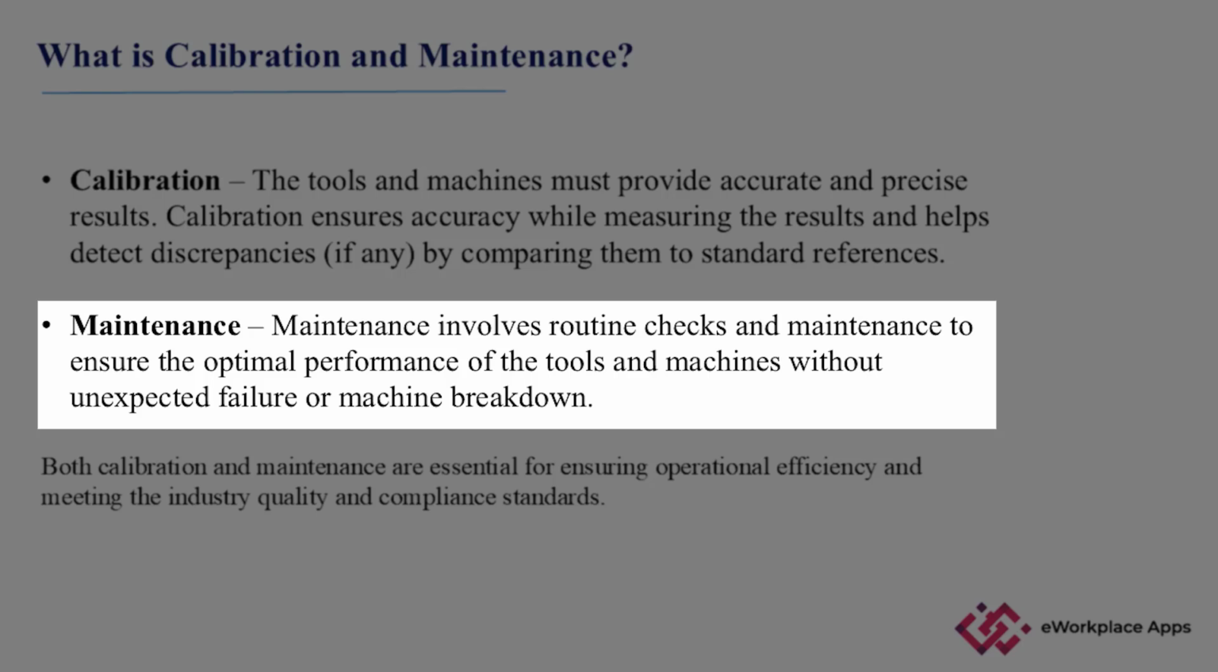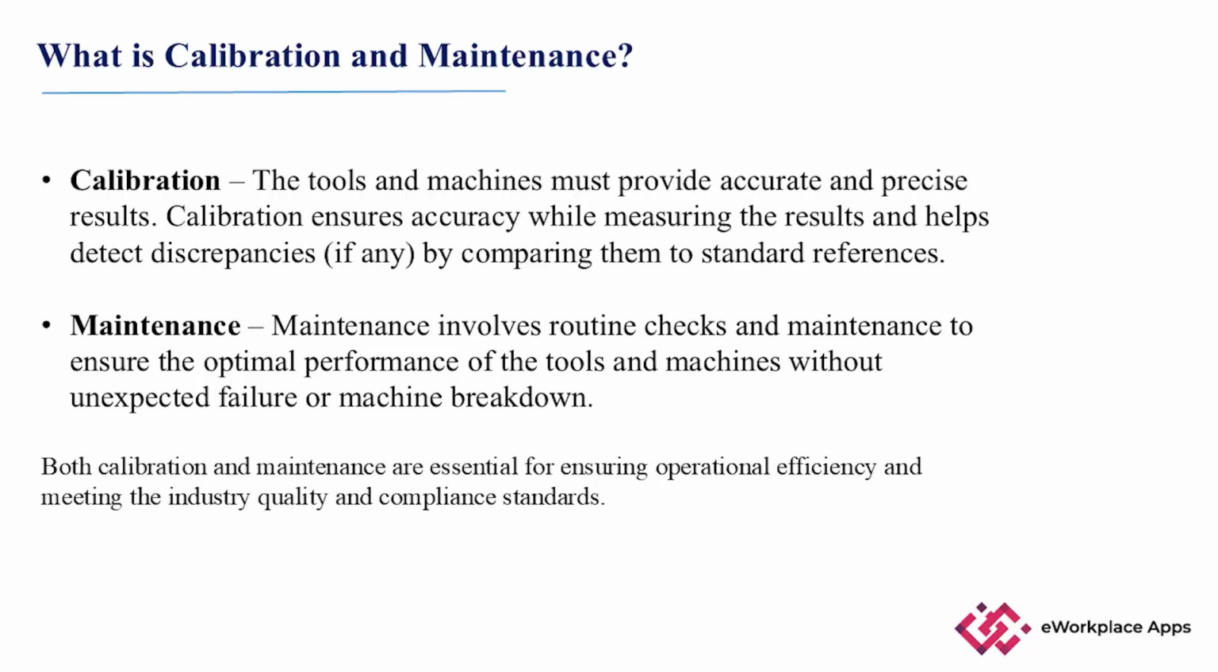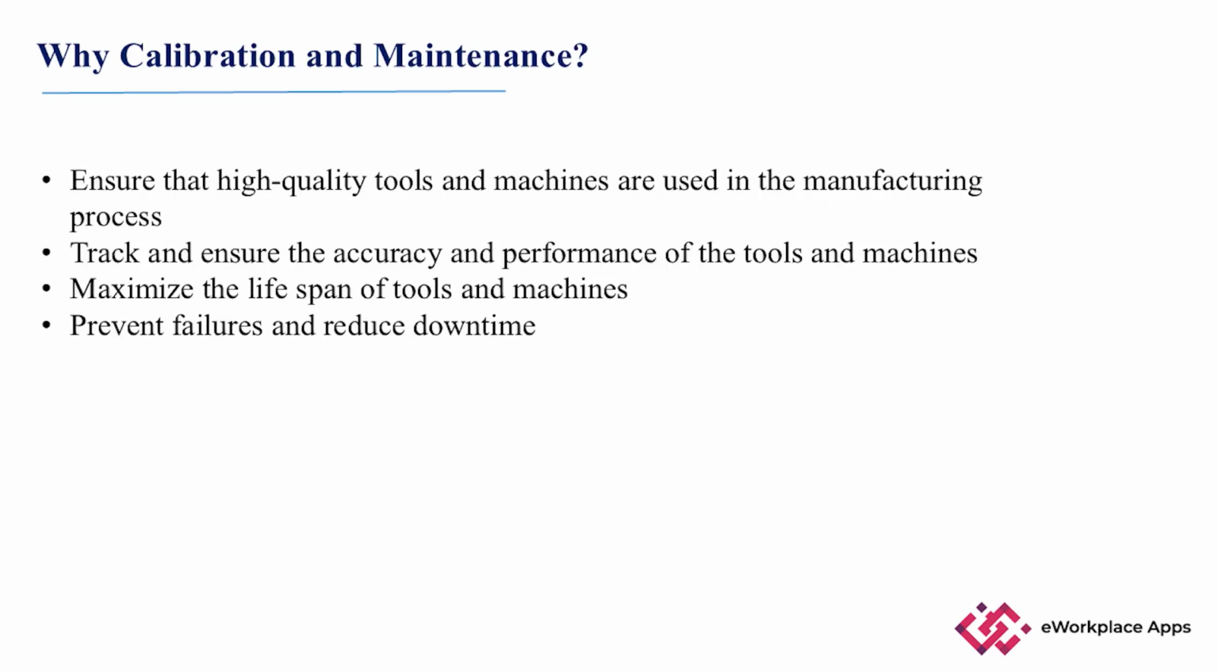Maintenance. Maintenance involves routine checks and maintenance to ensure the optimal performance of the tools and machines without unexpected failure or machine breakdown. Both calibration and maintenance are essential for ensuring operational efficiency and meeting the industry quality and compliance standards. Why calibration and maintenance?